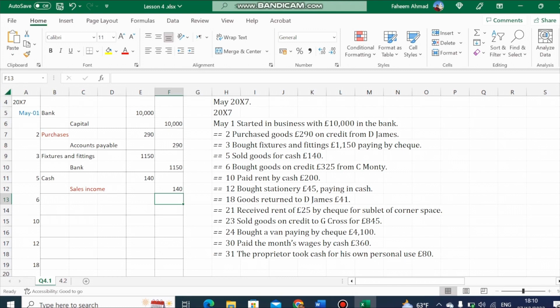Then we have number 6. Bought goods on credit, 325. Bought goods is again purchases. Purchases is an expense, increases, debit. And it's bought on credit, so it's accounts payable. Just like the second transaction. Amount 325.